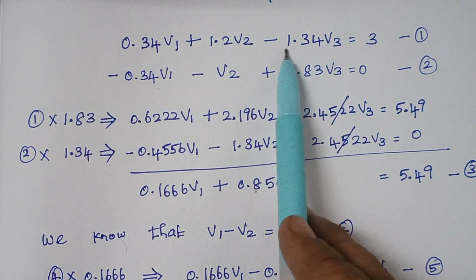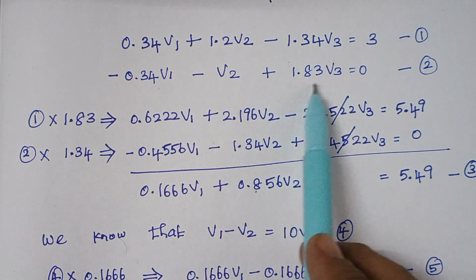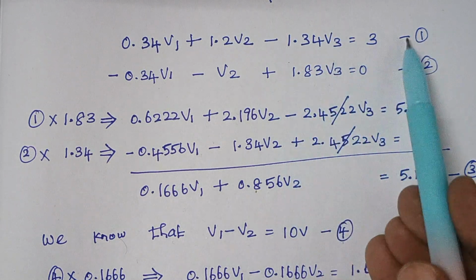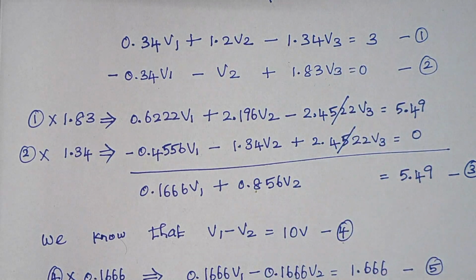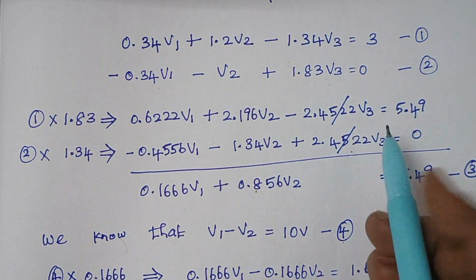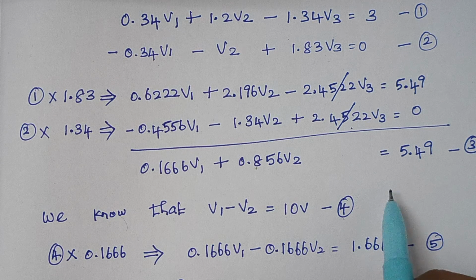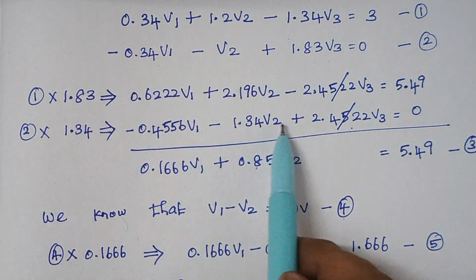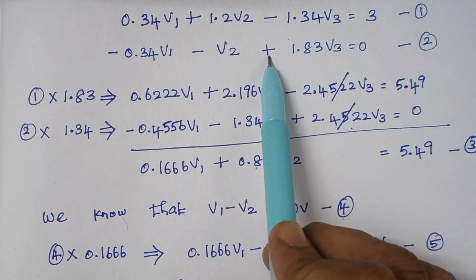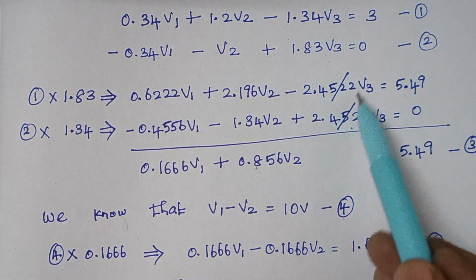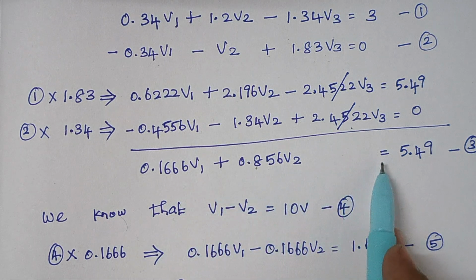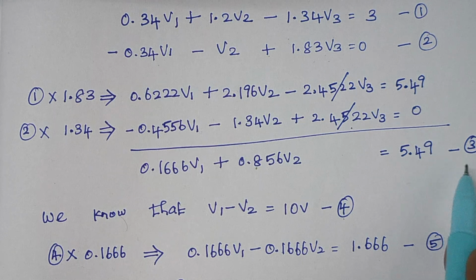So here you see the term is here minus 1.34 and here 1.83. So now I am going to multiply this equation 1 with 1.83 and equation 2 with 1.34. So once you multiply, you see here these two terms get cancelled, and finally here we have equation like this. Here there is no need to change the sign of the lower terms, we are just adding, because one is with minus sign and another is with plus sign. So when you cancel these two terms, finally we have 0.1666 V1 plus 0.856 V2 equal to 5.49, and this is your equation number 3.